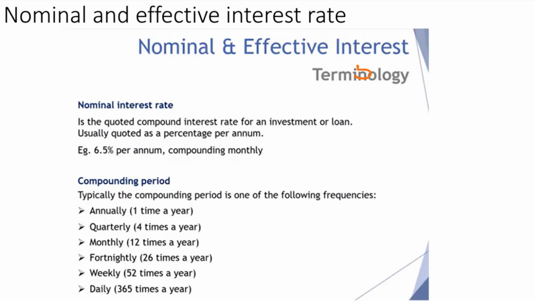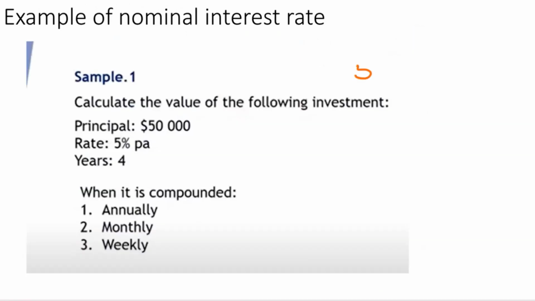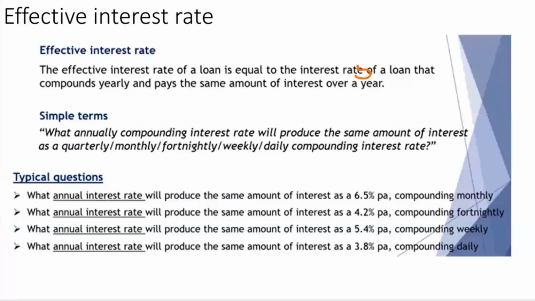So there are different compounding periods as we've been doing. That's what we've been sensitized to. And now what is the difference between these? This is an example that I thought I was going to do, but I'm not going to do. Now the effective interest rate of a loan is equal to the interest rate of a loan that compounds yearly and pays the same amount of interest. Effective interest rate, okay?